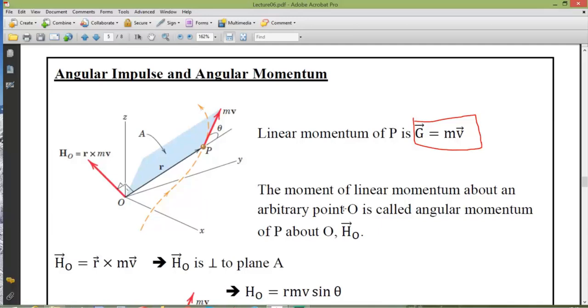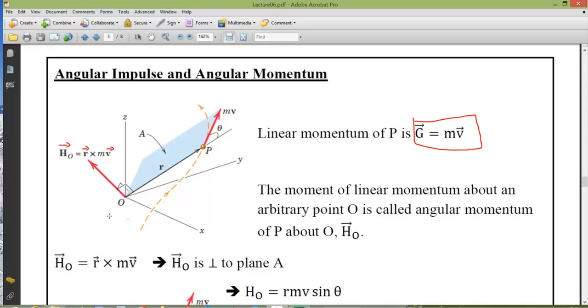Now, that being said, O could be any point. So if you take a look at this figure on the left, there's an O point, and then with this we define the angular momentum H_O. This is a vector. Okay, H_O with respect to this vector multiplication, the cross product operation, r cross product mv.